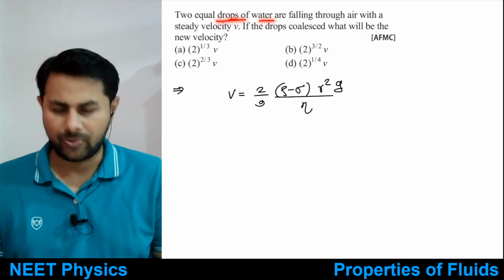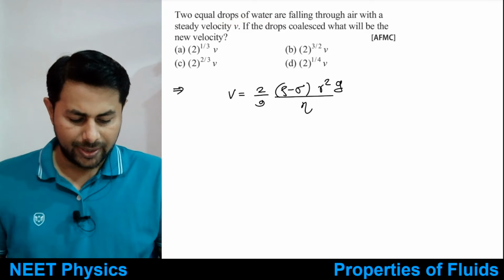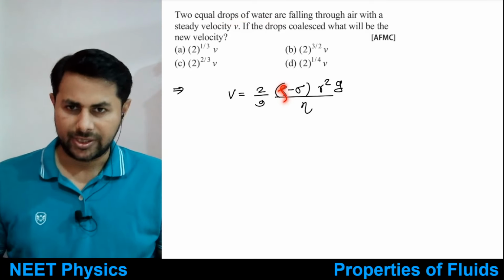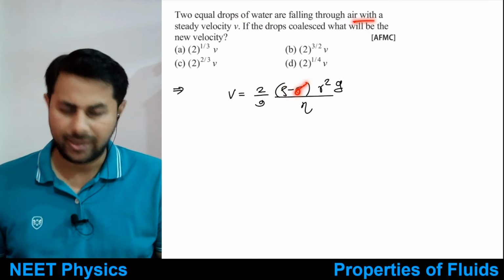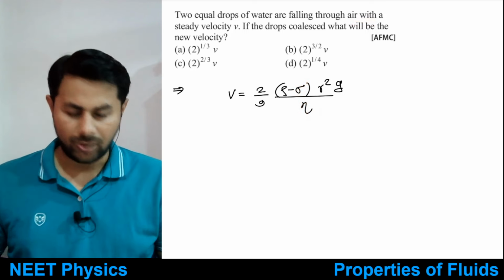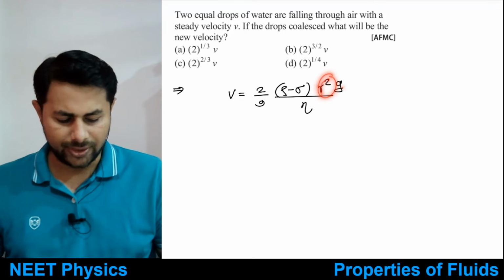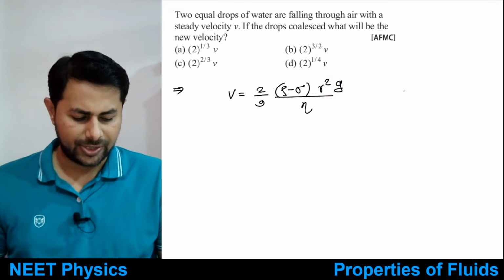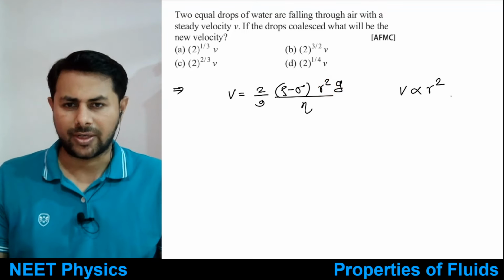See, these are drops of water, they coalesce, that means they combine, so the density will not change. Density will remain constant. Sigma is the density of air, it will remain constant. Eta is the coefficient of viscosity of air, it is also constant. Then you have r square g. So what changes? Only r will change, right? What we can say is v is directly proportional to r square.